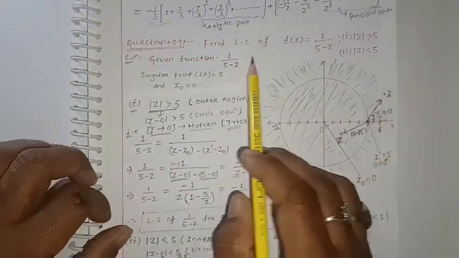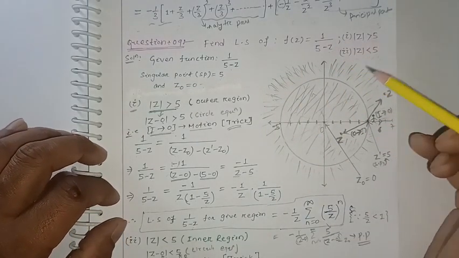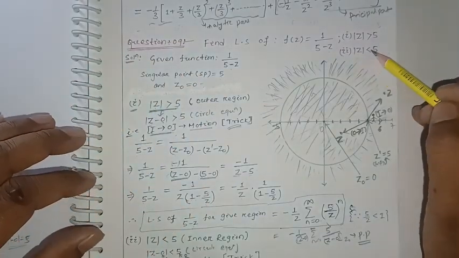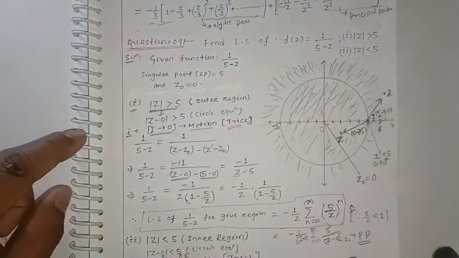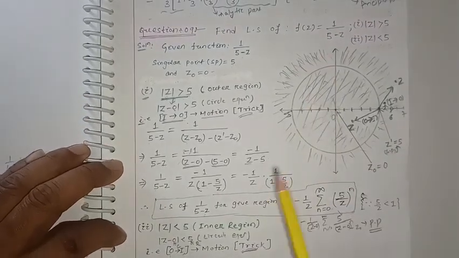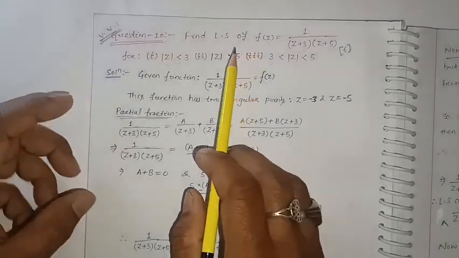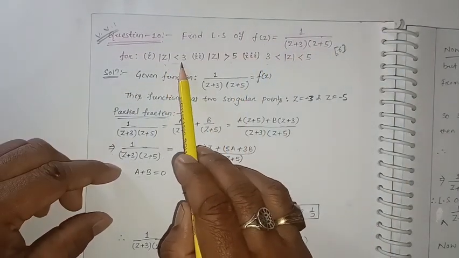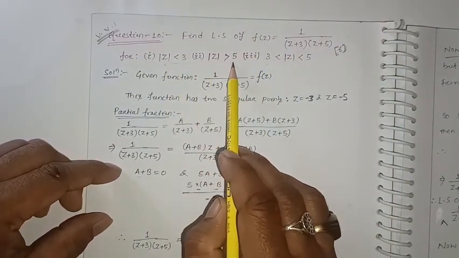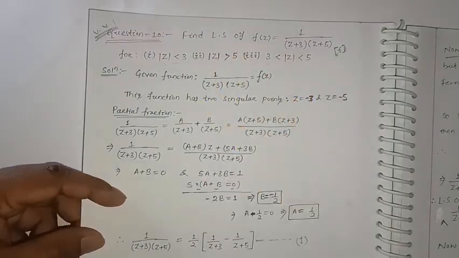Question number 9, we have to find out the Laurent series of 1 by 5 minus z for the region mod z greater than 5 meaning the outer region, and mod z less than 5 meaning the inner region. In the two different regions, what the Laurent series will be for this function, we evaluated in question number 9. Question number 10, different regions: mod z less than 3, mod z greater than 5, and in between 3 to 5. For this function, what will the Laurent series be?